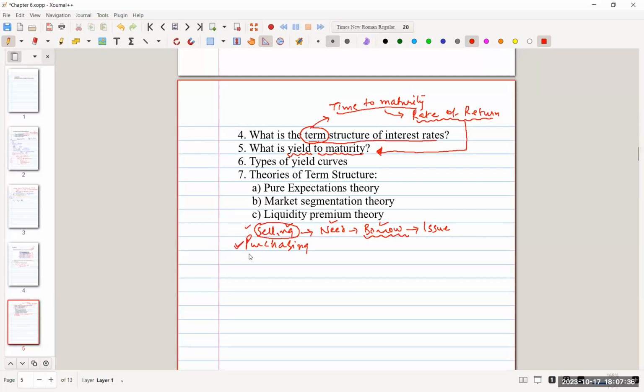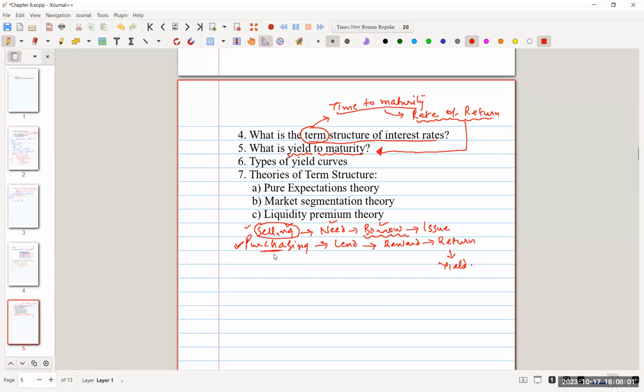So anybody who's wanting to purchase, purchasing will mean that you are willing to lend money. That means you have a temporary surplus of that money which you can lend. And basically then you're looking for a reward for your lending, which you can understand as return, which you can understand as the yield.